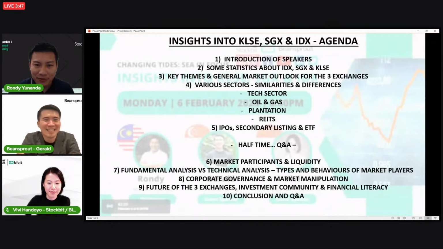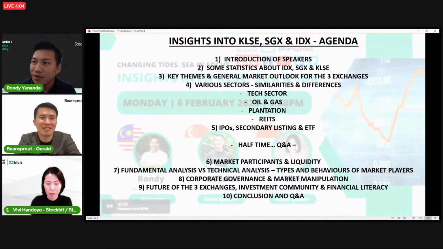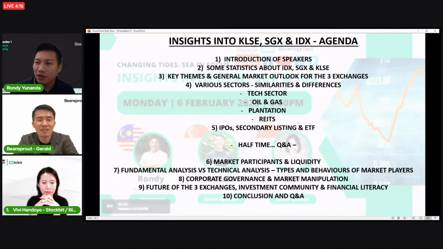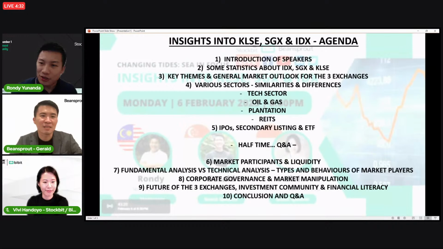Before we start, because I like to keep things organized, I'm just going to run through the agenda for the night. Fingers crossed, we'll try to cover this session in about 1.5 to 2 hours. We'll start with some introduction, some statistics, and the three of us will discuss some of the key themes and market outlook across the three exchanges. We'll discuss some of the similarities and differences across the various sectors. After that, we'll talk about some other smaller matters like market participants, fundamental analysis versus technical analysis, corporate governance, and whatnot. We'll try our best to address as many Q&As as possible, so please jot them down in the comment section.